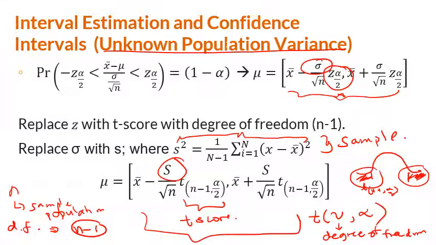So yan. So in summary again, yung sigma palitan natin ng standard deviation ng sample. And then papalitan natin yung Z-score ng T-score. And yung T-score, magmamatter yung degree of freedom, which is n-1 given your sample population n. So, yan. So, ito yung confidence interval.